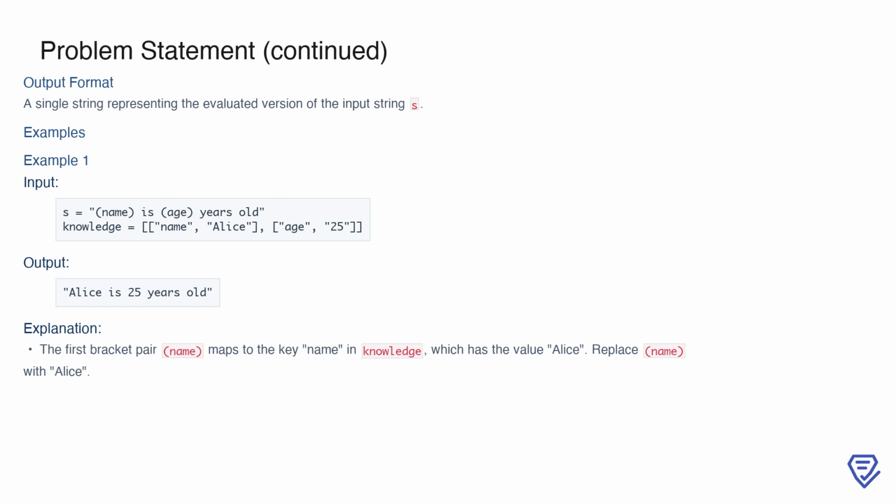To help clarify, let's look at an example. Suppose the input string is "(name) is (age) years old", and the knowledge list contains the pairs [name, Alice] and [age, 25]. In this case, the first bracket pair, (name), corresponds to the key name in the knowledge dictionary, which maps to the value Alice. So, (name) is replaced with Alice. This process is repeated for all bracket pairs in the string.